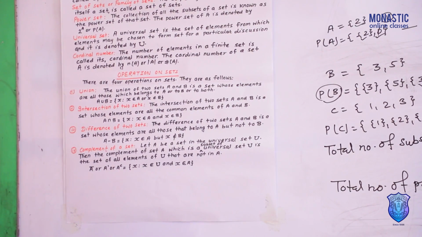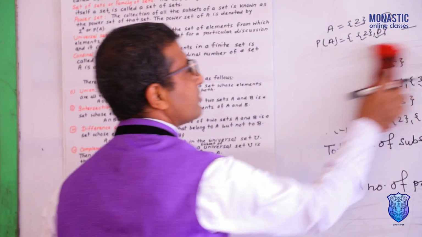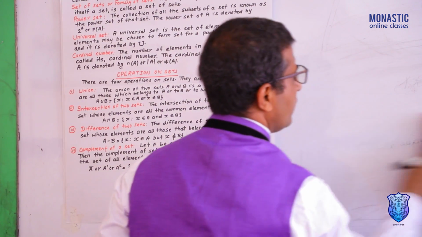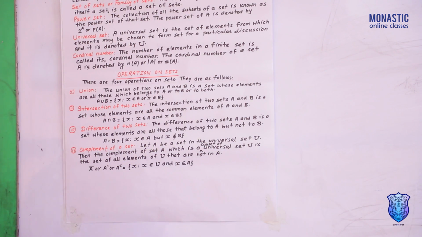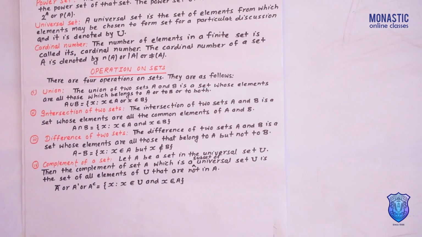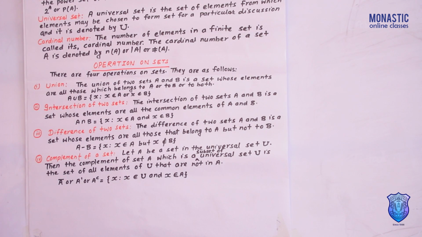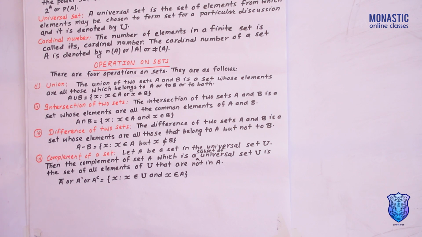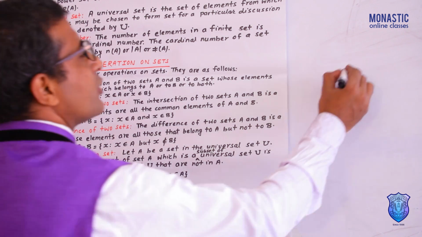Now we have the universal set. When we say universal set, a universal set is the set of elements from which elements may be chosen to form sets for a particular discussion, and it is denoted by the letter U.